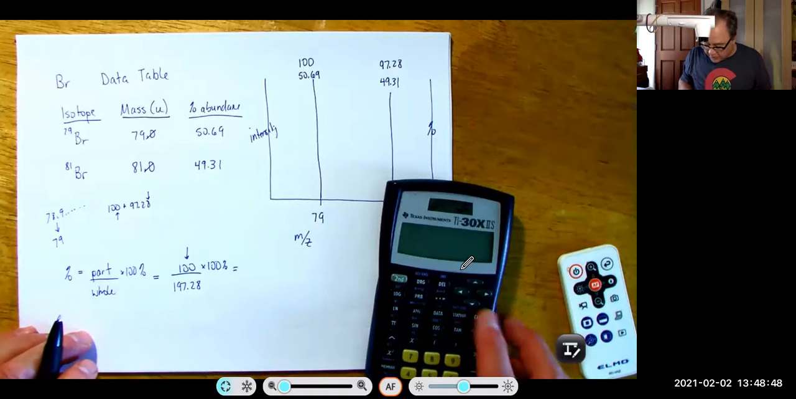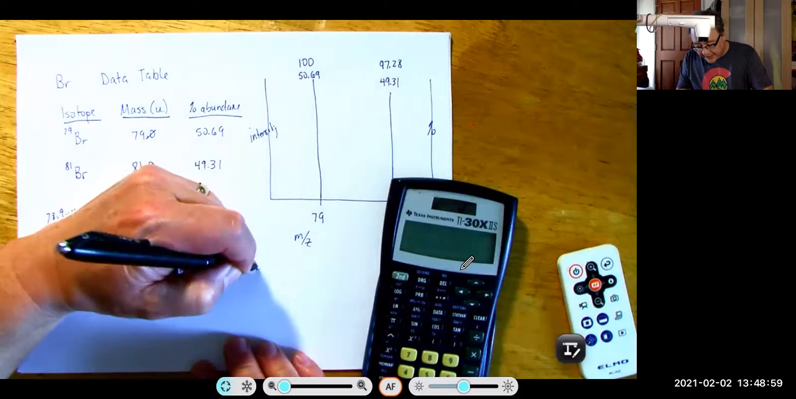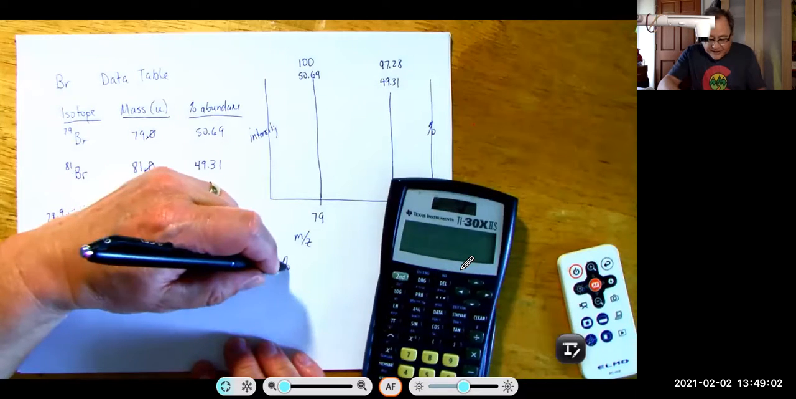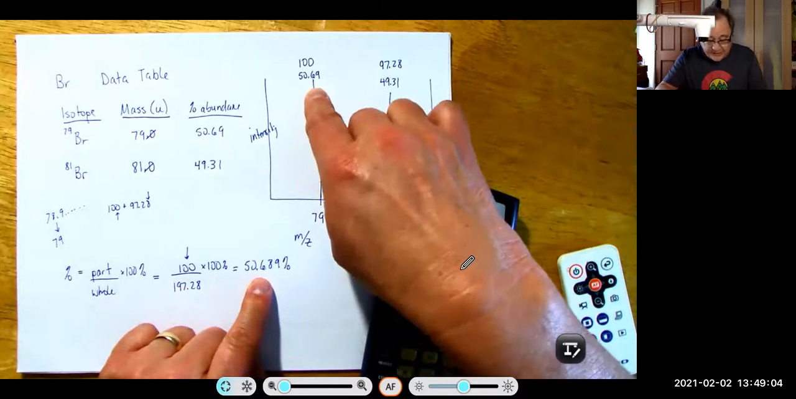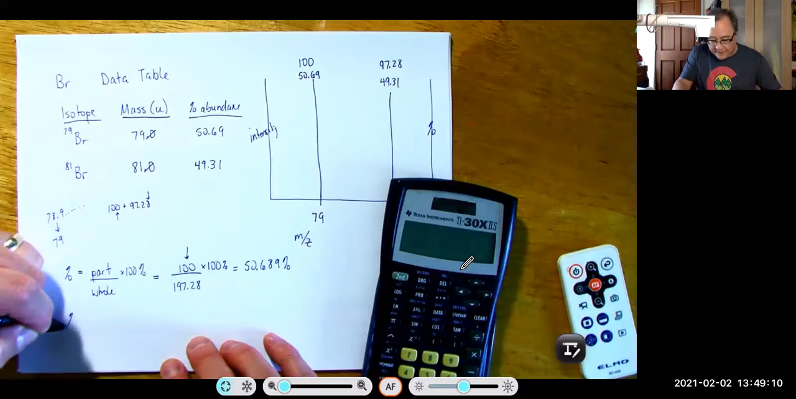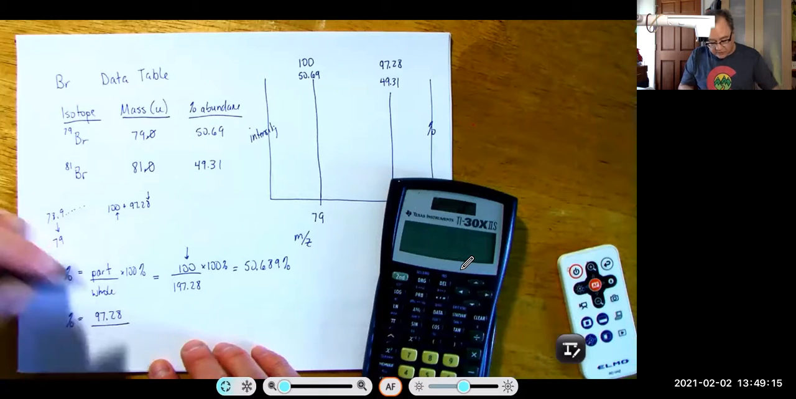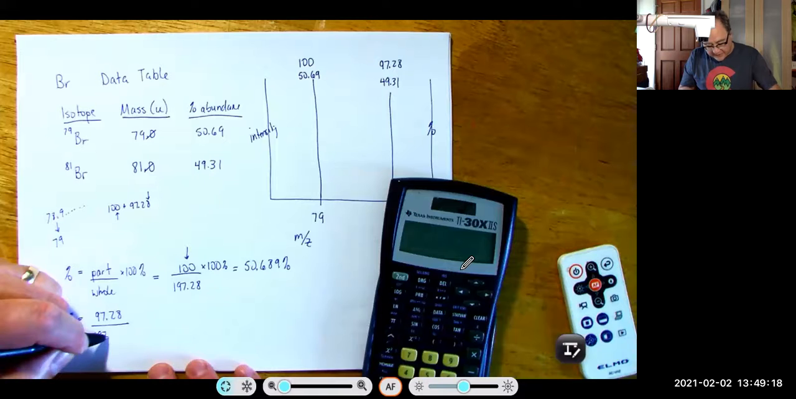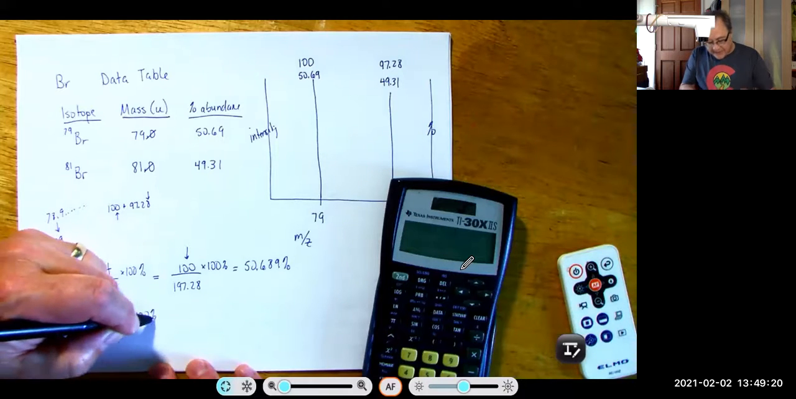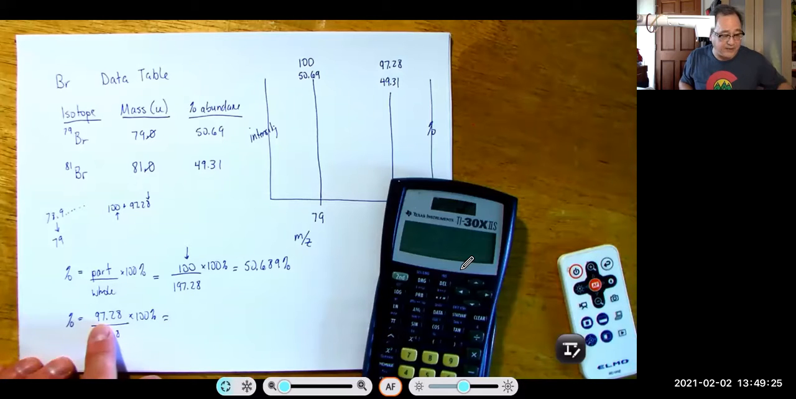So when I do this work and do 100 times 100 and then divided by 197.28, we get 50.689%. And can you see that they rounded this to 50.69? Yeah. So I'd like you to do that for the other peak, where you're going to put 97.28 at the top over 197.28 times 100% and calculate the percentage. Here you only get 4 significant figures because of this 97.28.